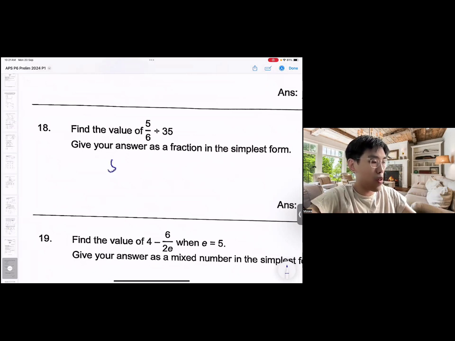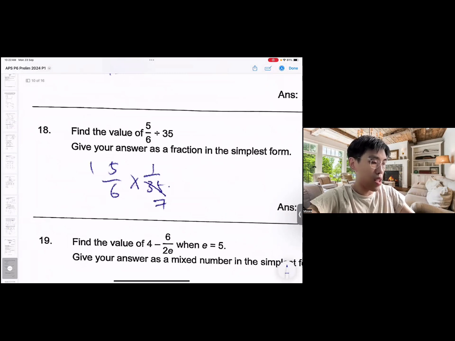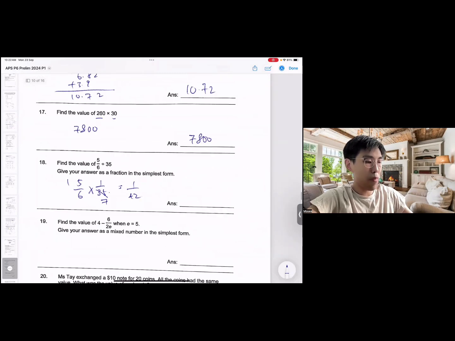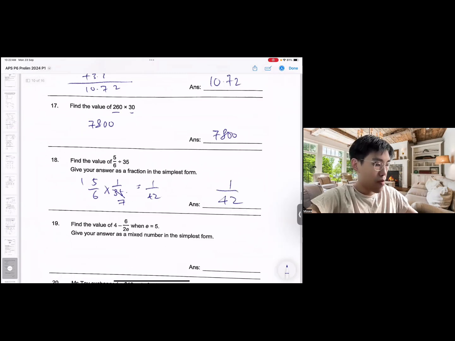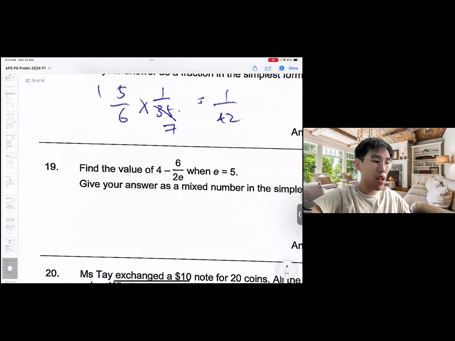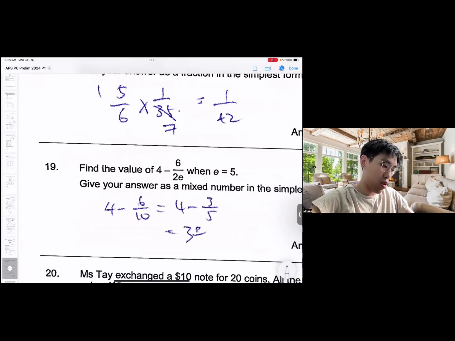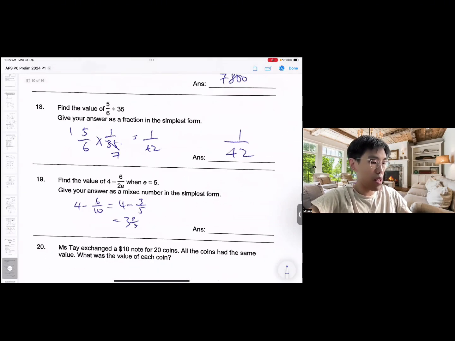Okay, find the value of 5/6 divided by 35. So it equals to multiply by 1/35. Okay, simplify like that. So it's 1/42. Okay, find the value of 4 minus 6/2e when e is 5. So it's 4 minus 6/10, 4 minus 3/5. So it's 3 and 2/5, in the simplest form.